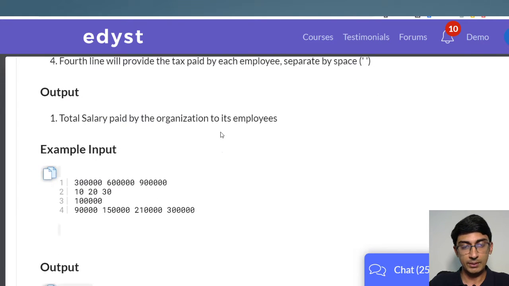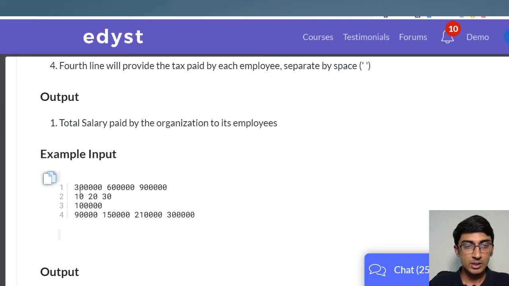So for example, I'll come to each one of these terms in a bit. There are these slabs, 3 lakhs, 6 lakhs, 9 lakhs are the slabs. For each of the slabs, the percentage is 10%, 20%, and 30%. Okay, and the rebate paid is 1 lakh. That is a rebate available to every employee is 1 lakh.